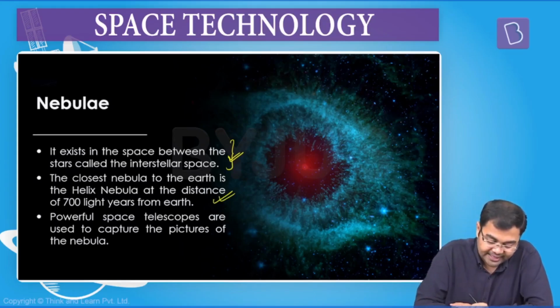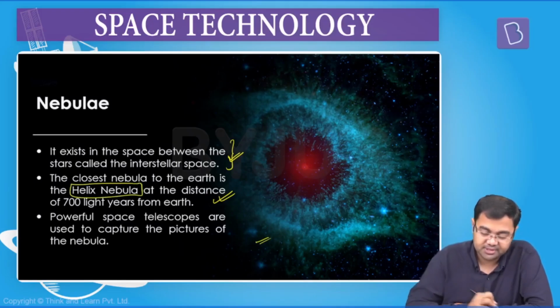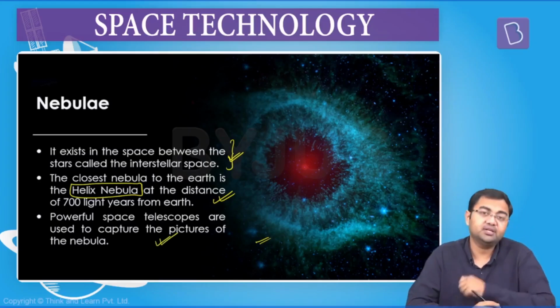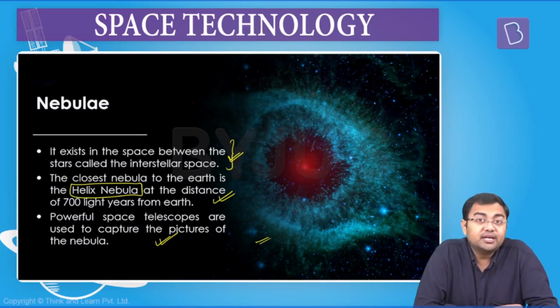Closest nebula to the Earth is the Helix Nebula. The photograph that you see on the screen, this is the Helix Nebula. Powerful space telescopes are used to capture the pictures of nebula. So that's why Hubble Space Telescope has been one of the pioneers when it comes to discovery of a large number of nebula in the universe.